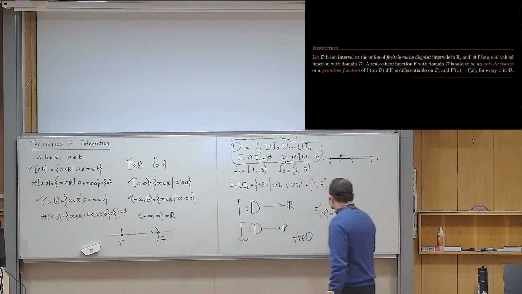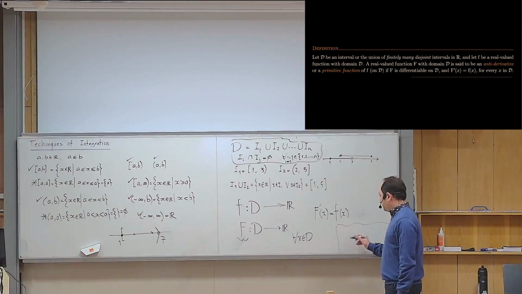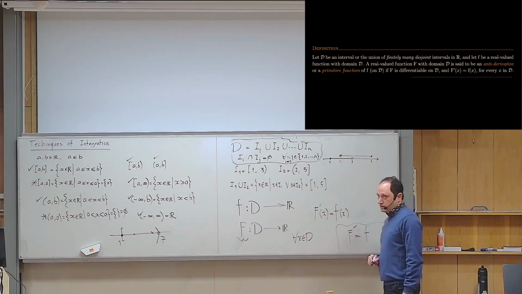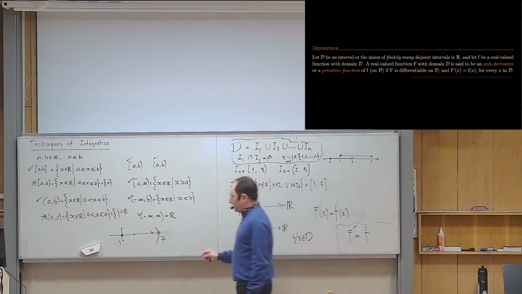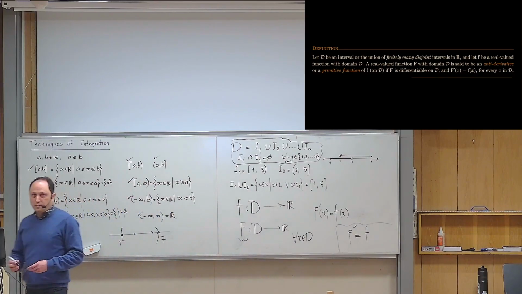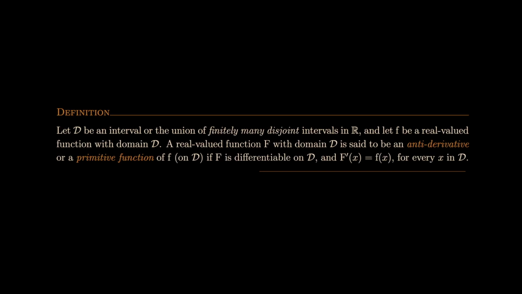So, roughly speaking, just to remind yourself, we say that capital F is an antiderivative of little f if the derivative of capital F matches little f. Of course, this is not exactly the precise definition, but it is something you can rely on to remember the main definition. Okay, so maybe it's a good idea if I go to a very, very simple example first.